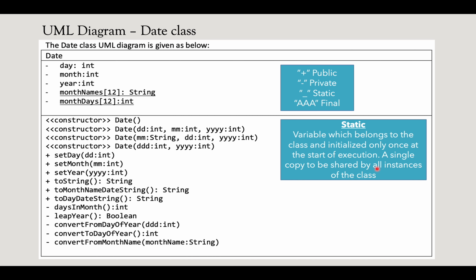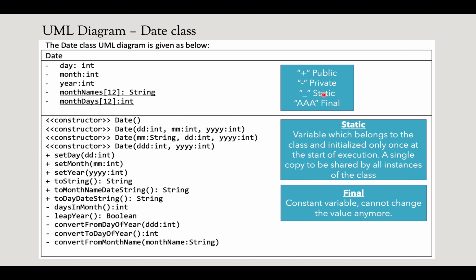Then the other one is final. Final is a constant variable that cannot be changed anymore. The value cannot be changed. So in a UML diagram, to represent a final variable you use all capital letters, and an underline to represent a static variable.